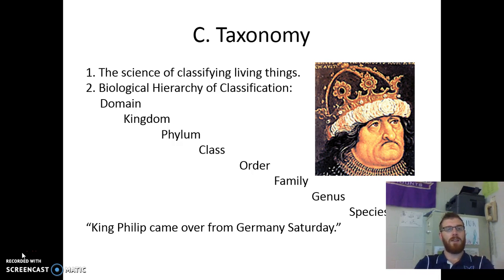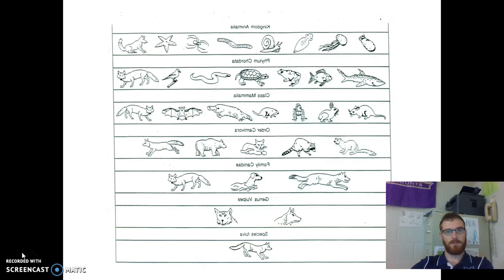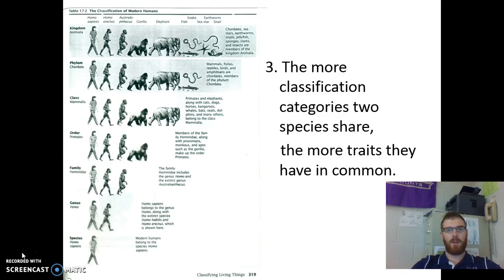And taxonomy here is the science of classifying living things, or the biological hierarchy of classification, and you can see how they're located here. An anagram for remembering domain, kingdom, phylum, class, order, family, genus, and species is King Philip came over from Germany Saturday, or whatever you can come up with. And you can see a list of taxonomy here, all the way down to the genus and species at the bottom. The more classification categories two species share, the more traits they have in common and the more closely related they are.